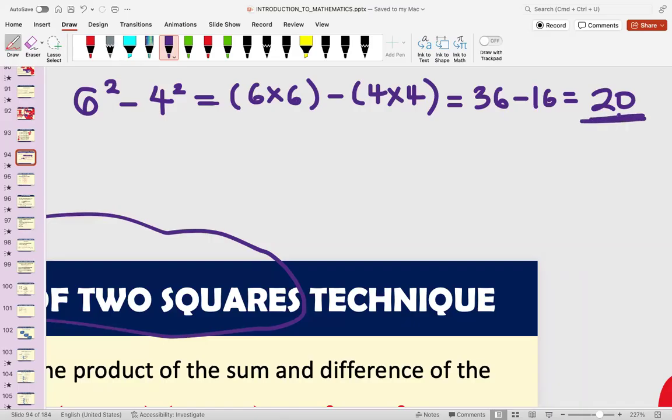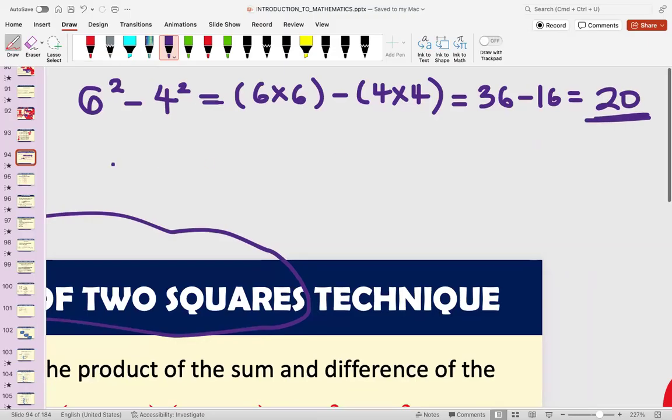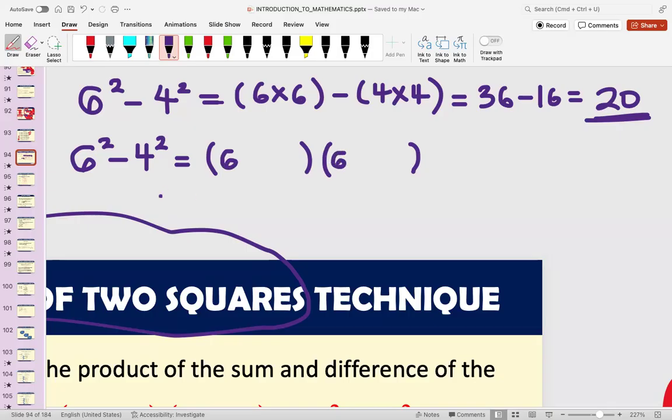This is a long root. Now, this is what we are learning today. Difference of 2 squares says that when you have 6 squared minus 4 squared, all you do is put them into 2 packages. Just open 2 brackets. The first number 6, write it 2 times. So you write 6 here, you write 6 here. The second number 4, also repeat it twice. You write 4 here, you write 4 here.